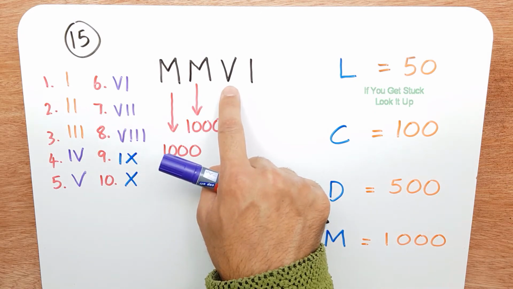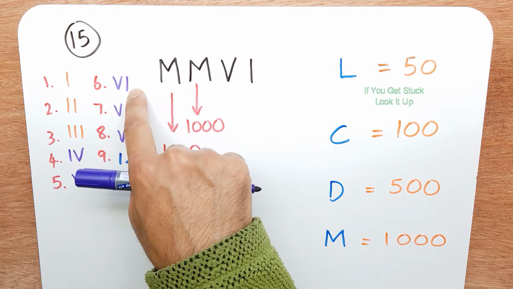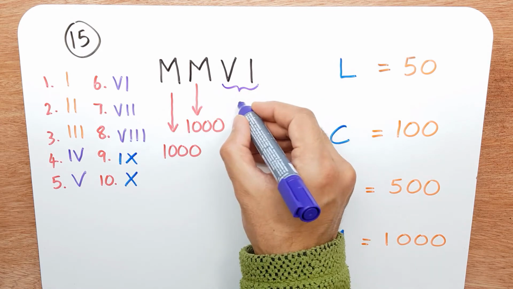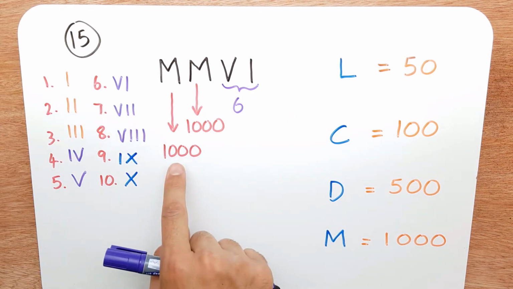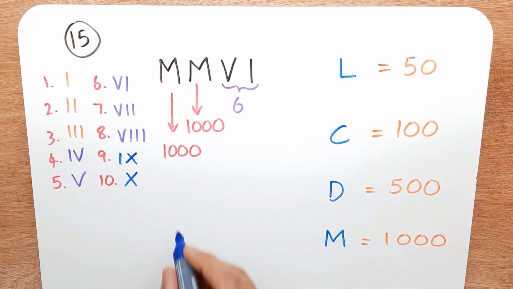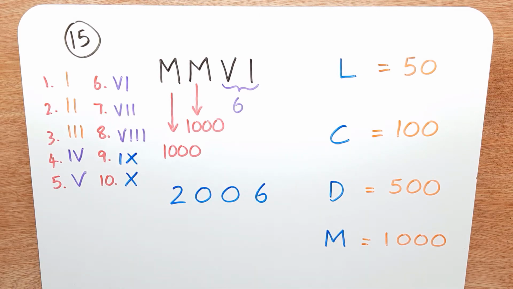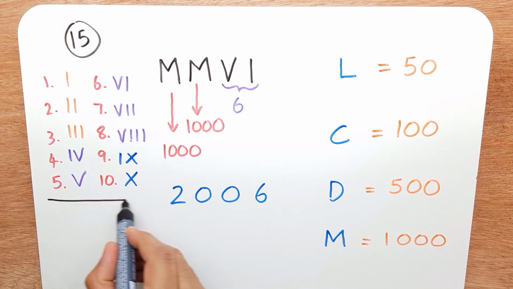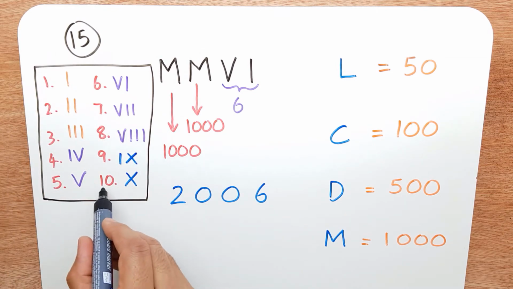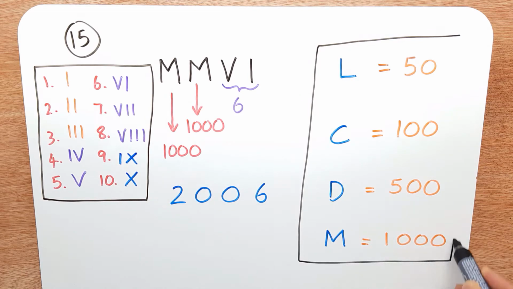And if you look at this V1, and if we look here for V1, it's number 6. So we know this here is 6. So altogether we have 1000, 2000, and 6. So our answer is 2006. It's important that you learn these and these if you can.